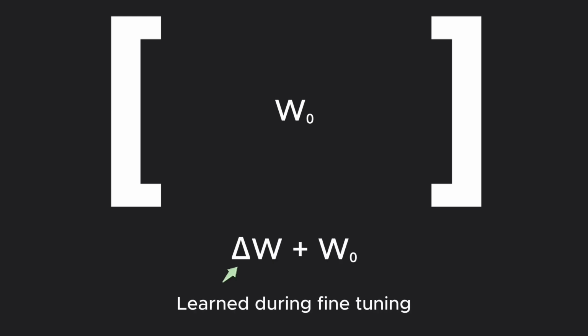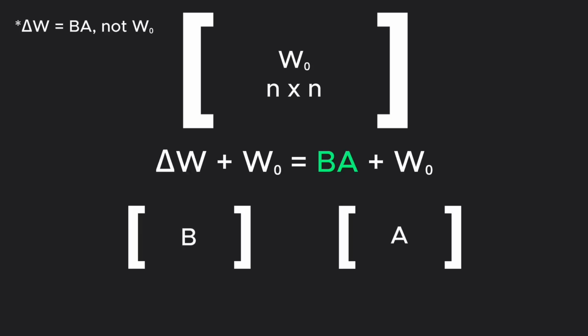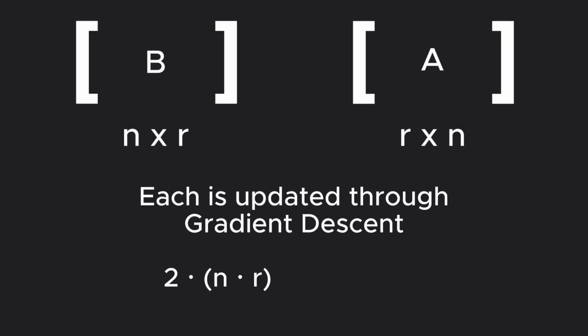Freeze the original weight matrix, W0, let's calculate delta W and add it to W0 once fine-tuning is complete. Delta W is the product of two smaller matrices, B and A. B is n by r, and A is r by n. The entries in B and A are the ones updated through gradient descent, and this is only 2nr parameters.